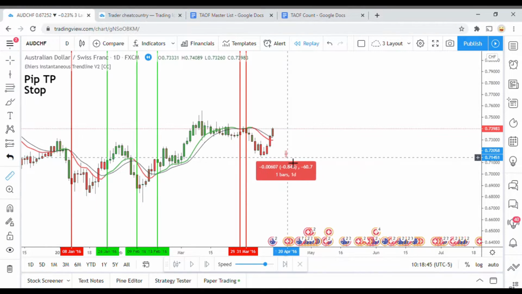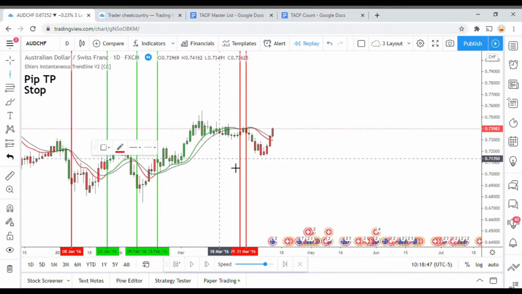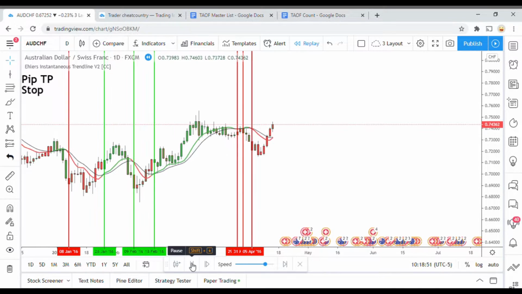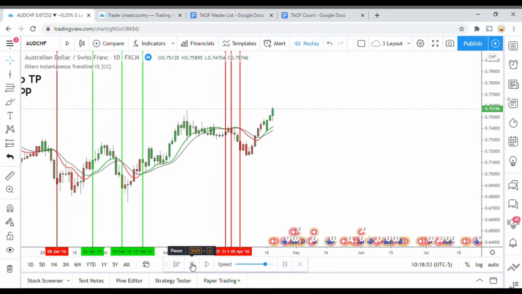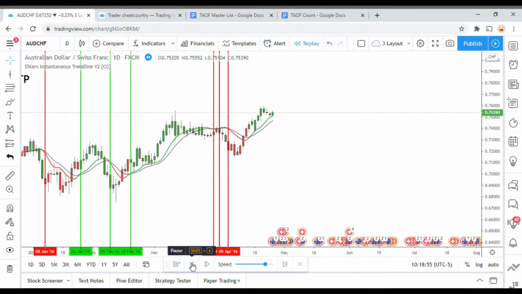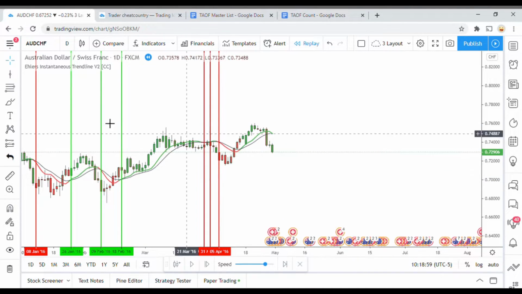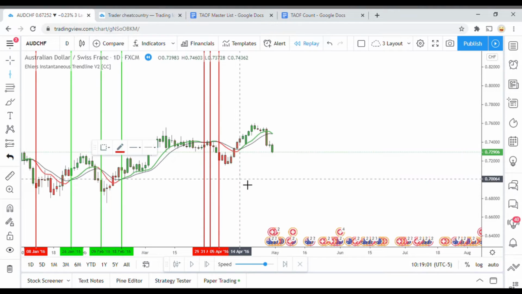And a short that doesn't work out for us. It's a shame. We picked up quite a few losses there pretty quickly. It's never fun when that happens.